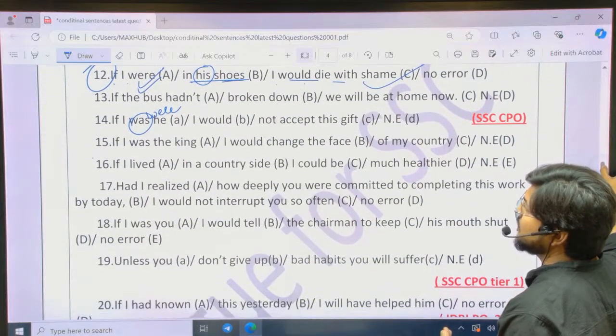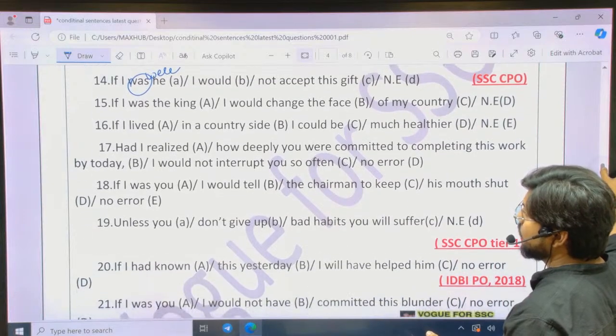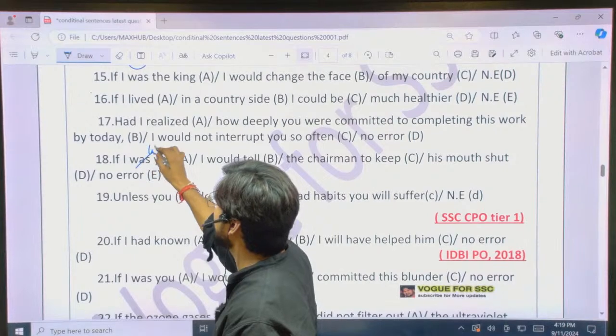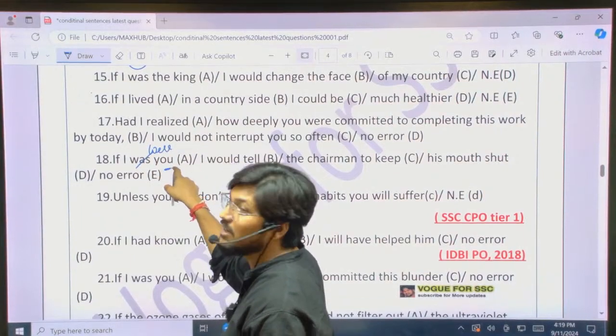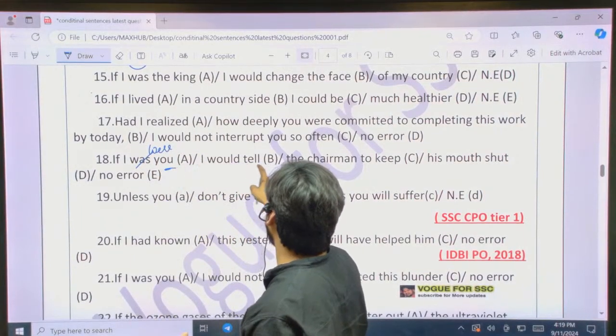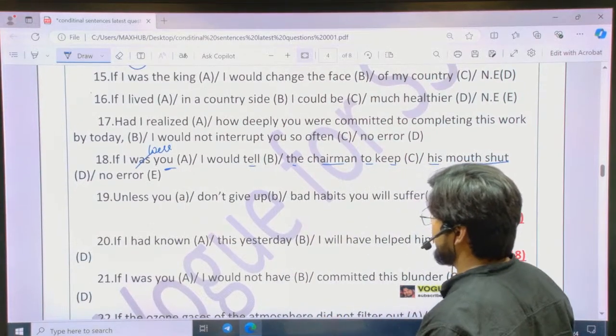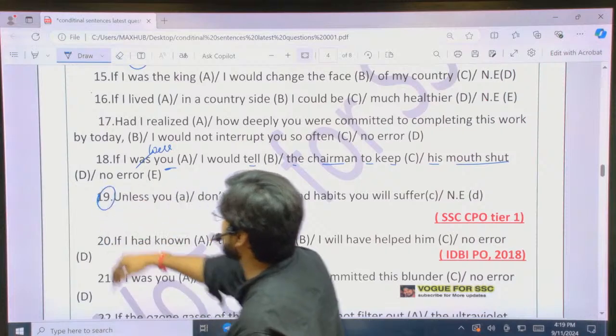Question number 15. Yeah, we have done it. Question number 18. If I were. If I were you means in place of you. I would tell the chairman to keep his mouth shut. Question number 19.